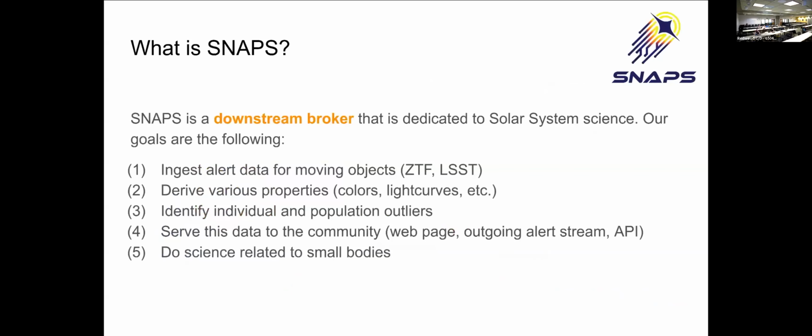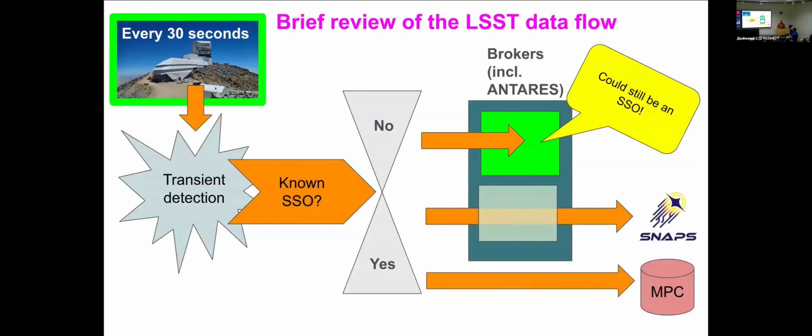Okay, what is SNAPS? SNAPS is a downstream broker that is dedicated to solar system science. Goals are the following. Number one, ingest alert data from moving objects, ZTF and LSST, maybe the other surveys as well. Two, we derive various properties like colors and light curves and so on. Number three, we identify individual population outliers. Number four, we serve this data to the community. And number five, we do science related to small bodies. I won't talk about all those today, but let me give you a few highlights.